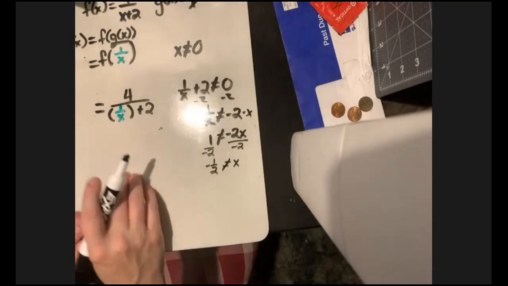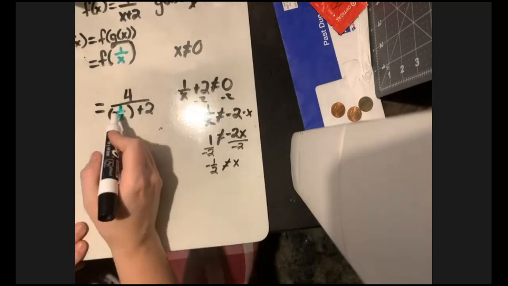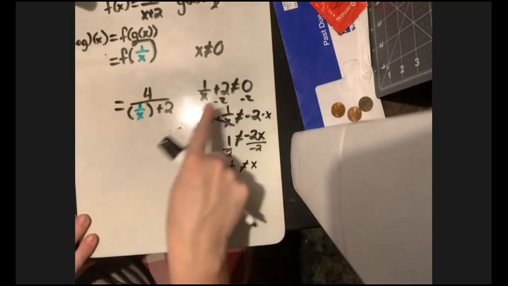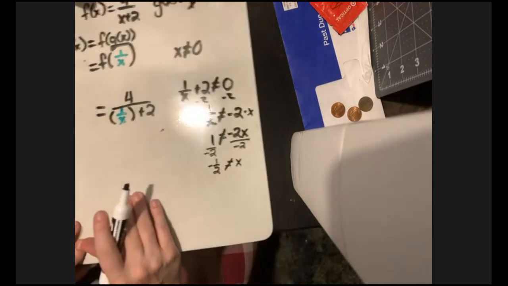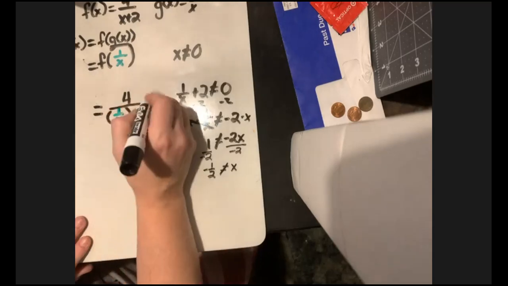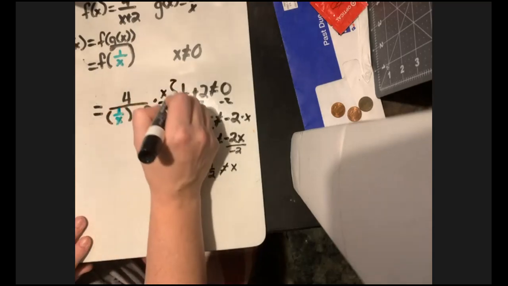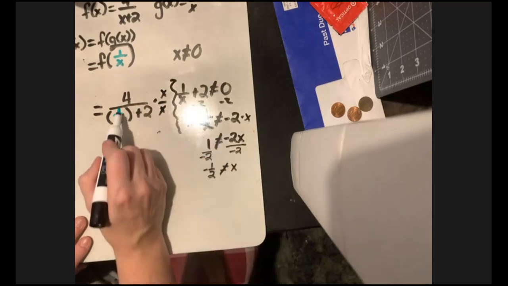So with this one, we really don't like this extra fraction. Kind of the same way that I did this times x over here, what I'm going to do with this is multiply by an x over x so that I can make this go away.